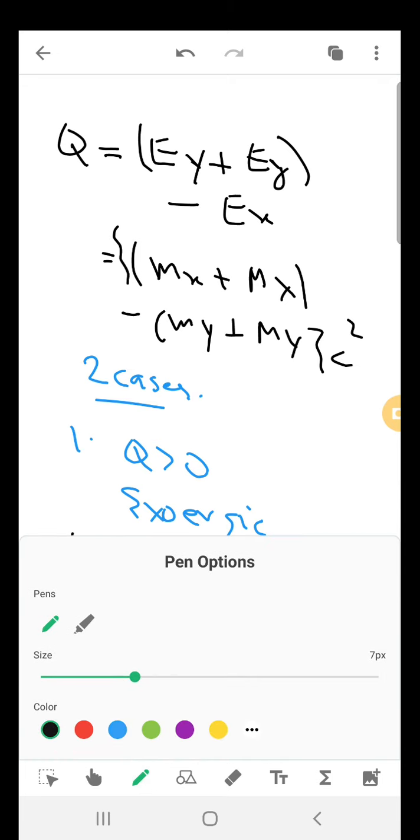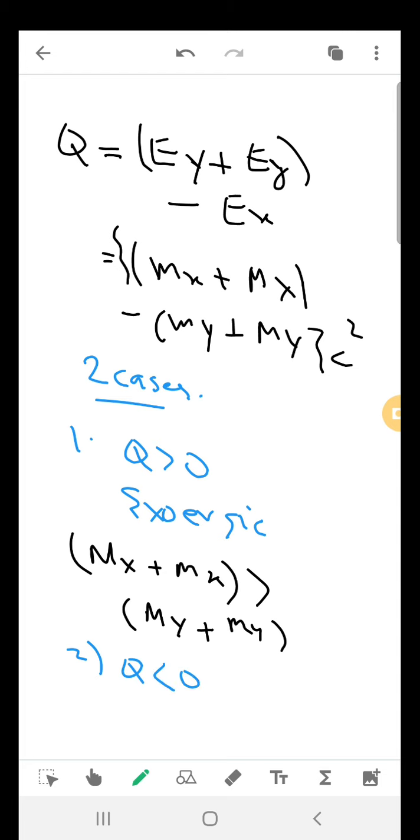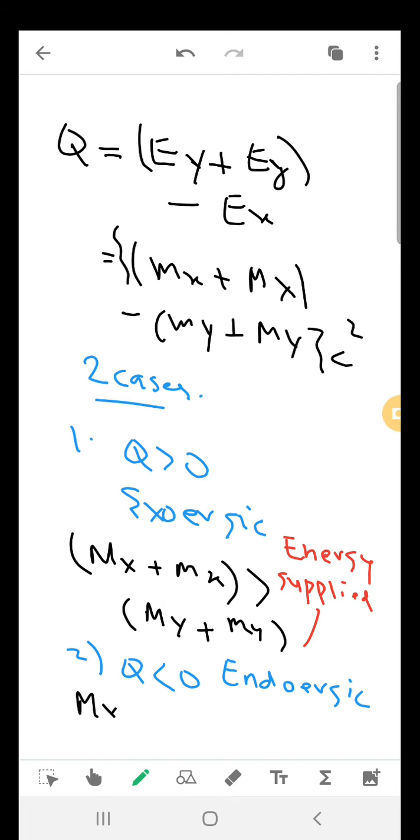And the second case is the opposite one, that is when Q is less than 0, it's called endoergic. The energy is absorbed, the energy has to be supplied for the reaction to occur. And there is a threshold energy associated with this reaction that has to be crossed to make the reaction occur. So here again, the opposite case, that is Mx plus mx is less than My plus my.